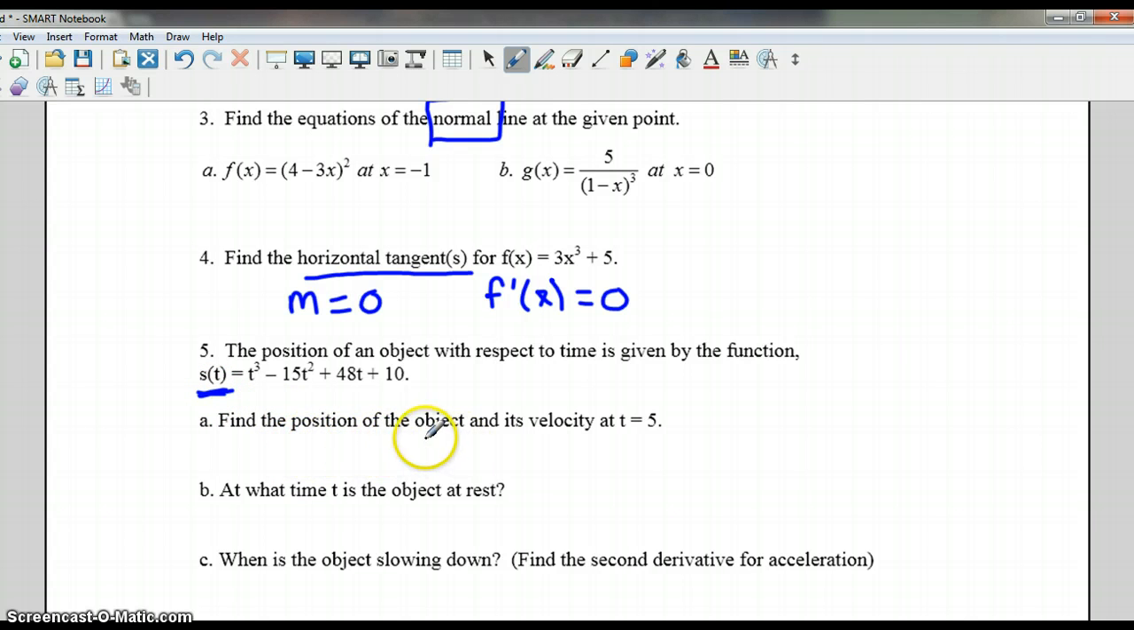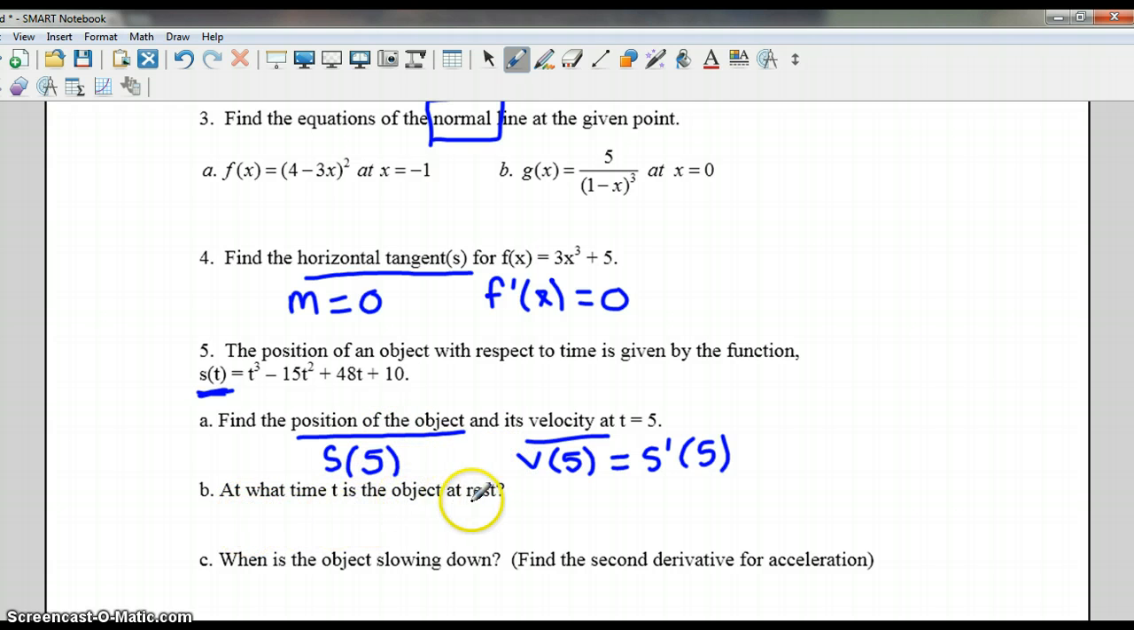Well, the position of the object at time 5, we don't know if this is seconds or hours or what the unit is, but position, that means we're talking about the S function, the original function, and we're talking about time of 5. And then here it's asking for the velocity, so that means I want to find my velocity function at time of 5. And again, our velocity, remember, is our first derivative. So just remembering those links. And acceleration is second derivative if it was asked.